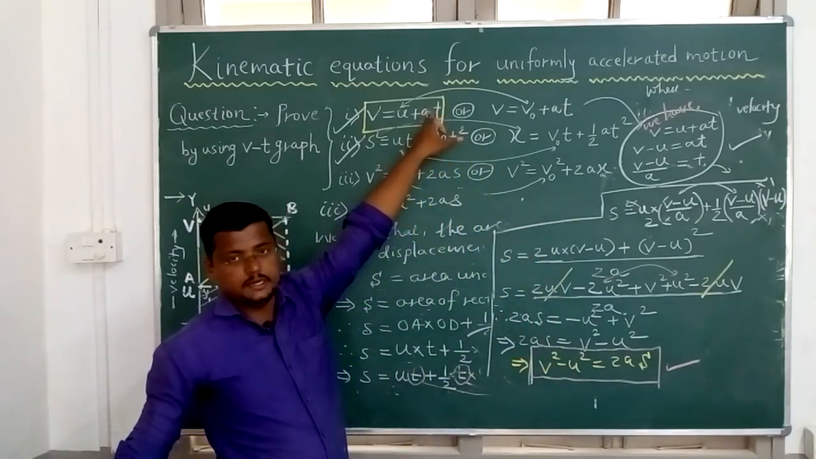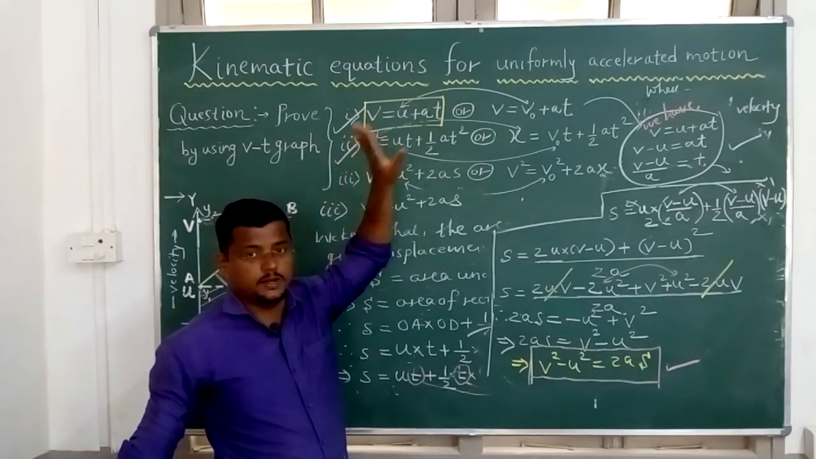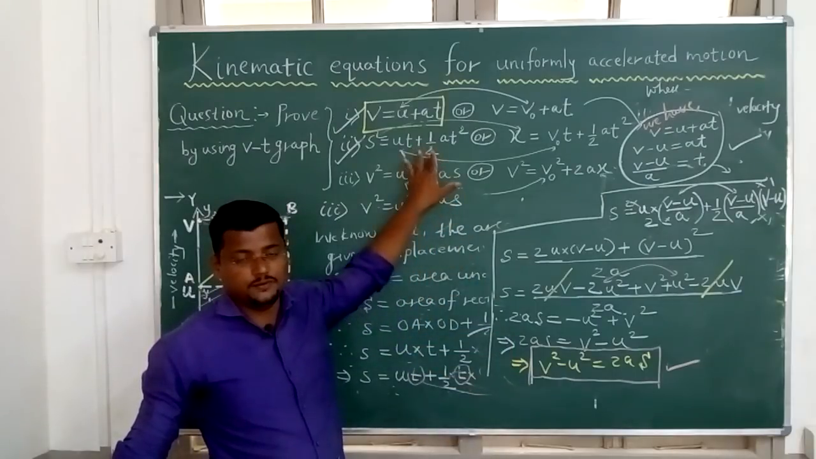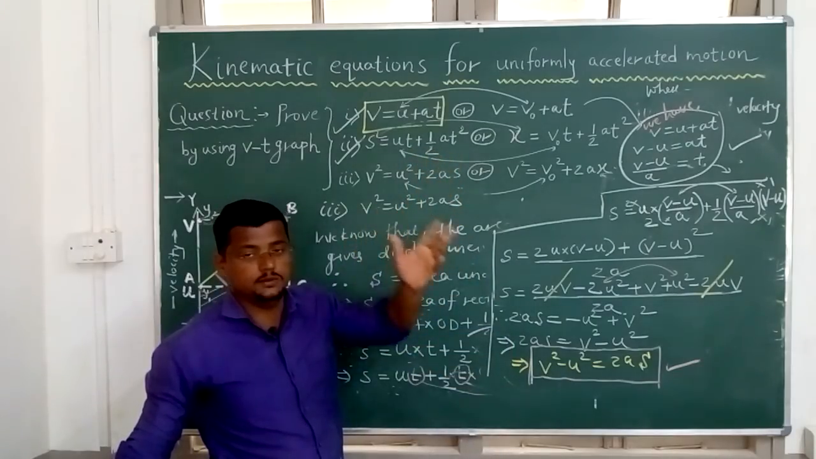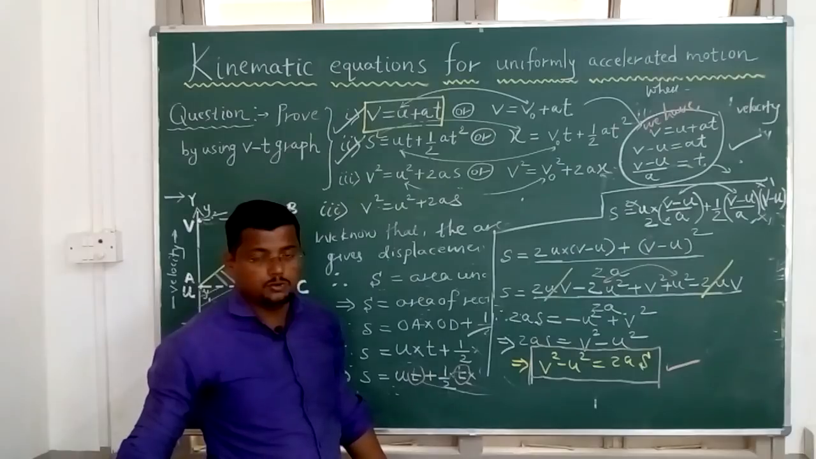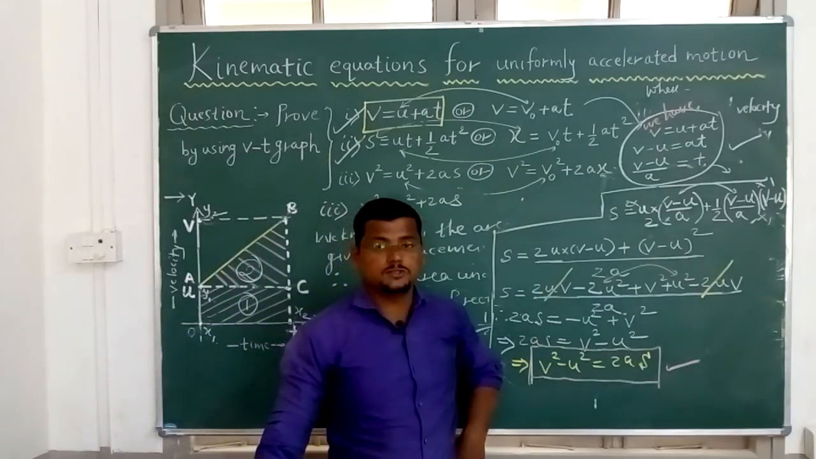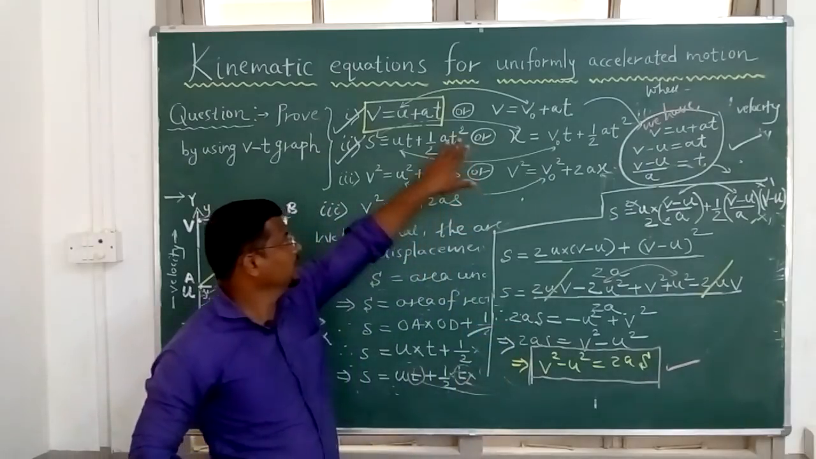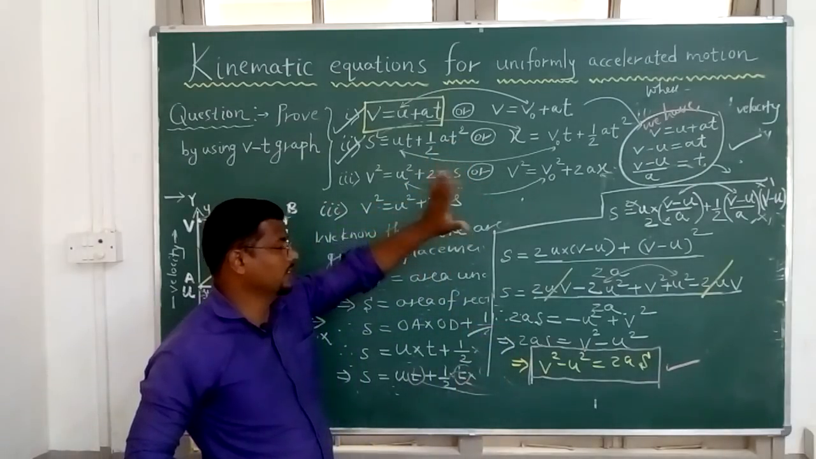v equal to u plus at, for 3 marks. Then s equal to ut plus half at square, derivation again for 5 marks. Then v square is equal to u square plus 2as, it is also a derivation of 5 marks. So total today we have completed the questions and derivations of total 13 marks. 3 plus 5 plus 5, total 13 marks here.